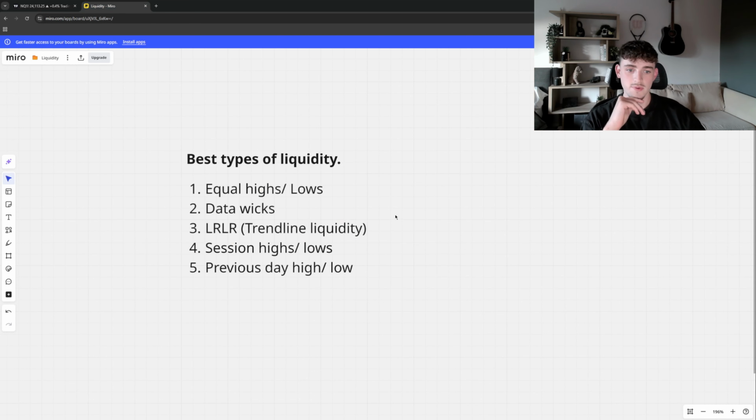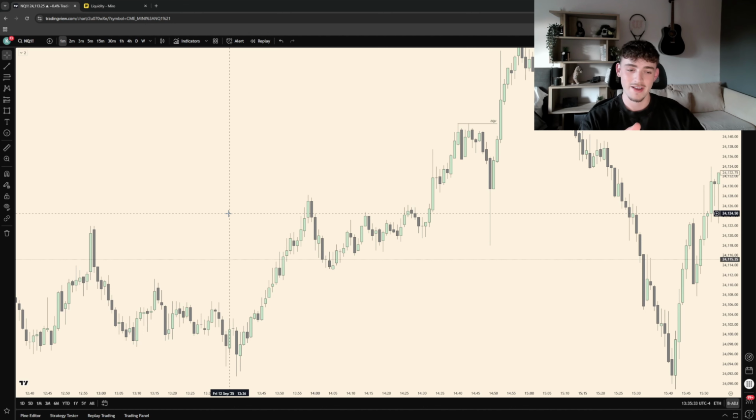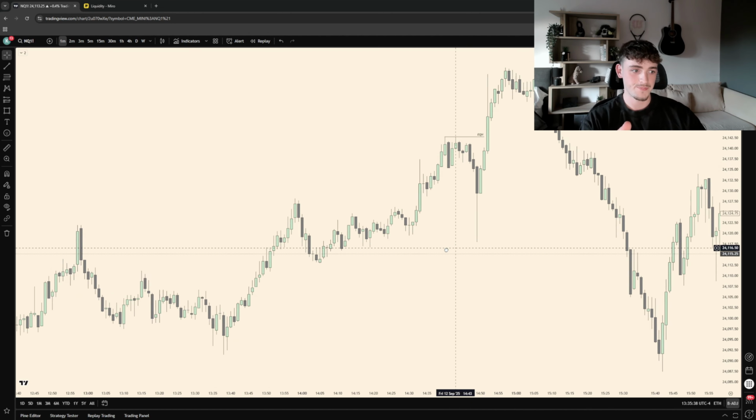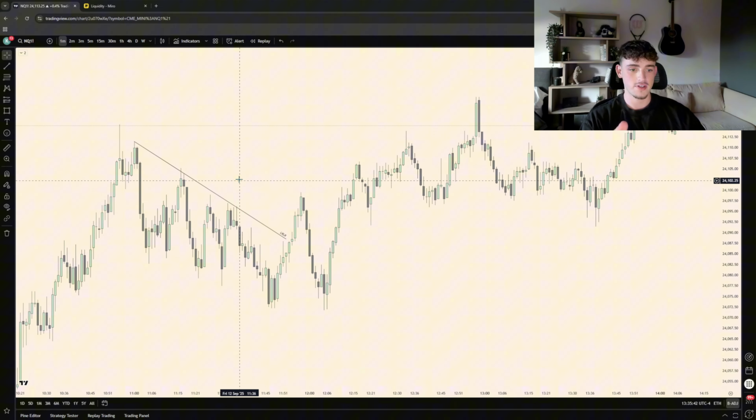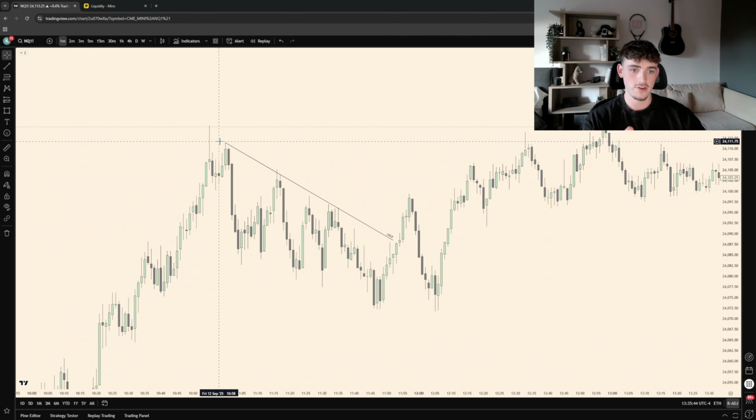Now, on to the next one, we have LRLR, which is low resistance liquidity run. This is also basically trendline liquidity. I don't know why people call it LRLR, because in my opinion, it's just trendline liquidity. But anyway, I've marked it out here for you. We've got the first tap, second tap, third tap, fourth tap, and then you see we break here and we target this high.